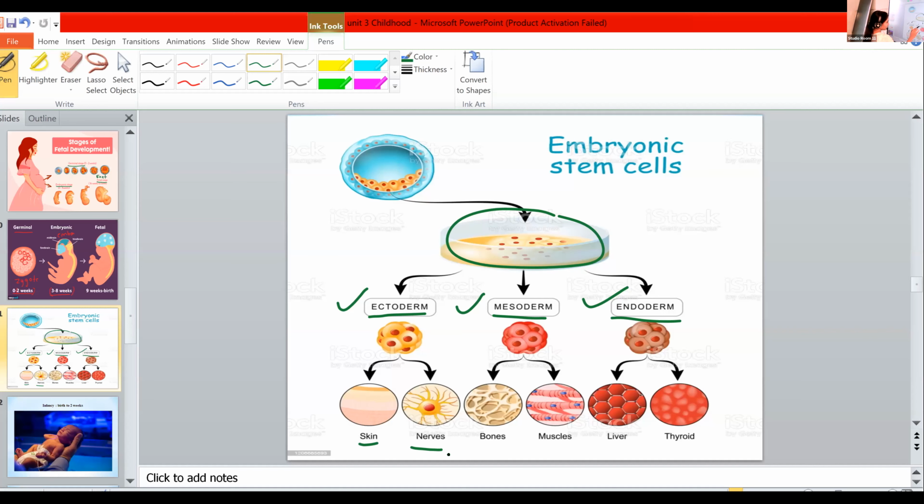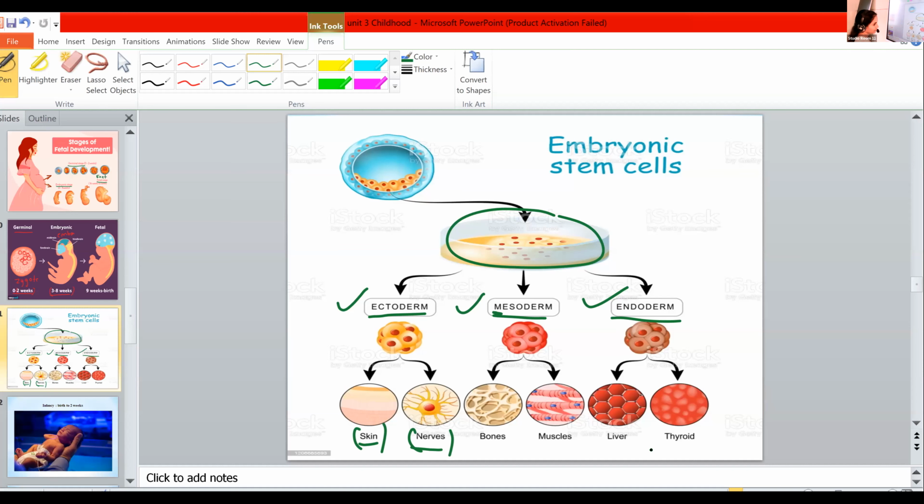Mesoderm, M. So it is a middle layer. Mesoderm is a middle layer that is used for the formation of bones and muscles. The last layer, that is endoderm, that is the inner layer. It is used for the formation of the internal organs like liver, thyroid, digestive system, lungs, and all.